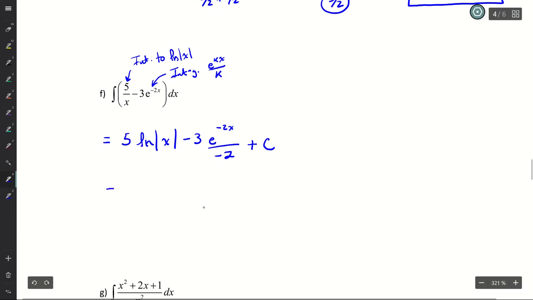All right, so simplifying this just a little bit, really the only thing we can do, we see here we have a negative here and a negative there. Those are going to be able to be reduced. Here we can't really do anything with the 5 natural log absolute value of x. I am going to write this as a 3/2. And then we have the e to the negative 2x plus c.